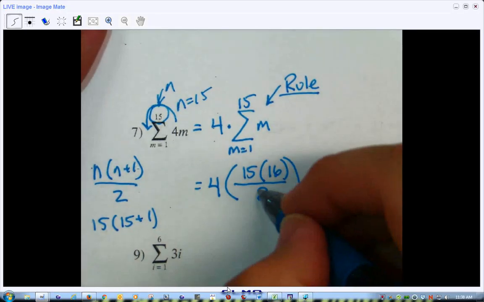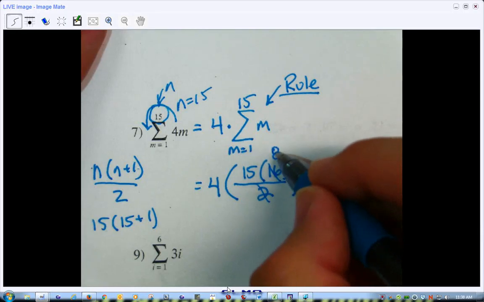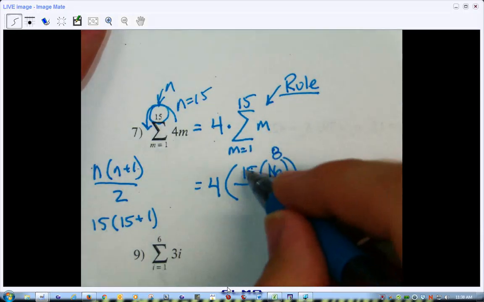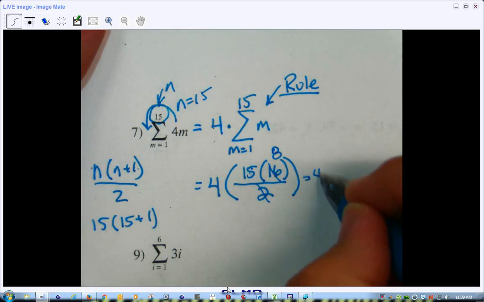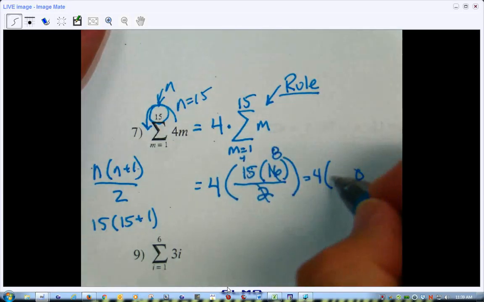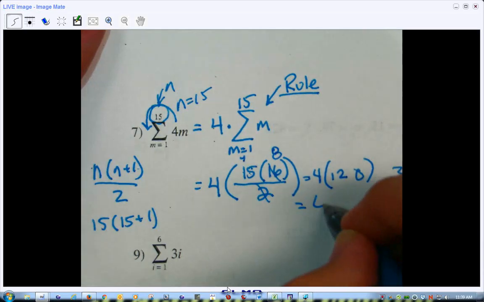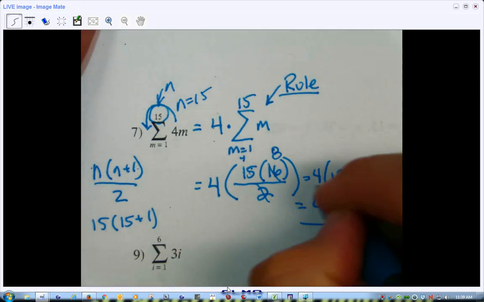Now, in this case, 2 divides into 16 8 times. So that's going to be 4 times 0, carry the 4, 8, that's 120. So 480. So we got an answer of 480 out of this one.